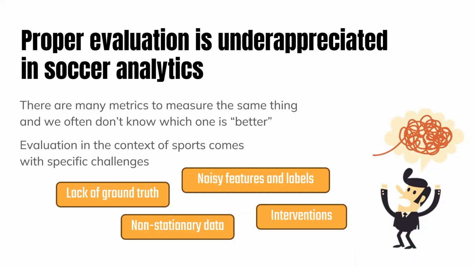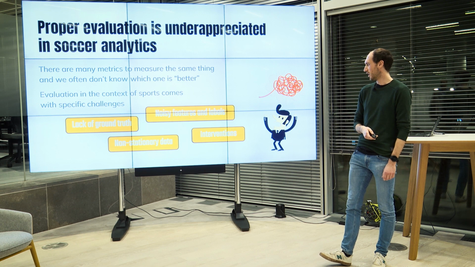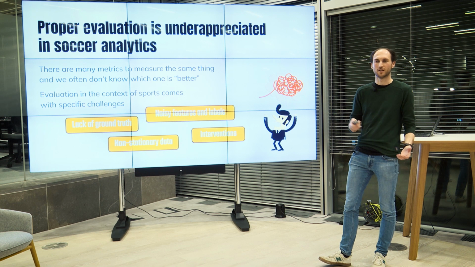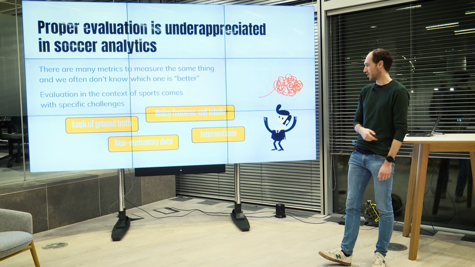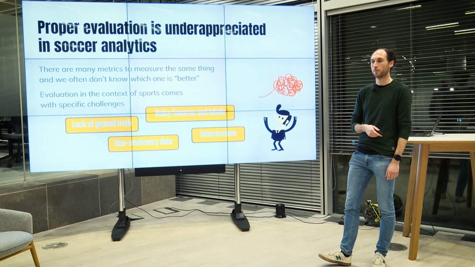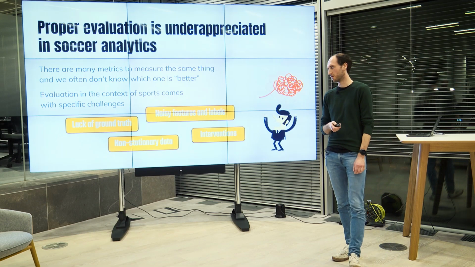Second, evaluation itself is already quite hard, but in the context of sports, there are additional challenges. There's a lack of ground truth. For example, we don't know the technical principles of teams. The features and the labels can be noisy. For example, in event stream data, there are typically a few errors. There are interventions, which is particularly a problem with physical data. So a coach might decide to not line up a player when the risk of injury is high. And the data is highly non-stationary. So teams change all the time, coaches change, tactics change, and skills of players evolve.